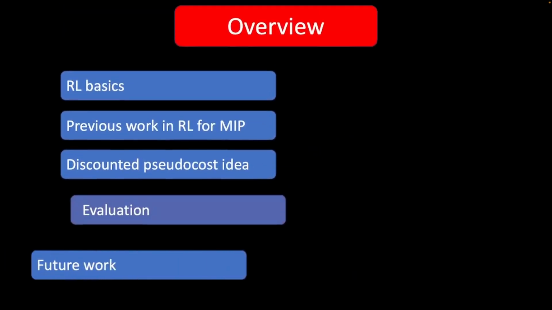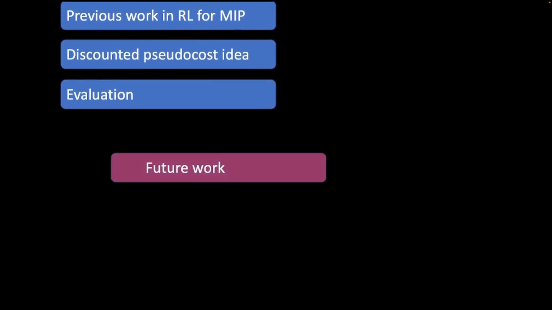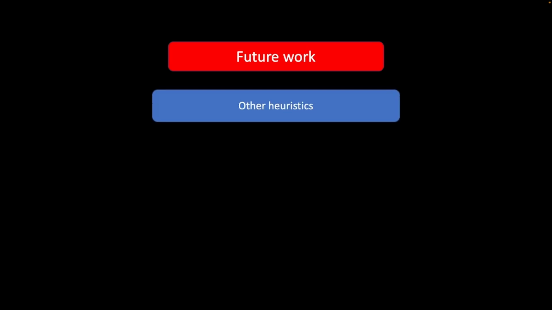And now let's talk about the future work. There are a lot of things that we can work on to extend this idea and get even better results. One of the ideas is that pseudocost is not just used in branching, but also in other heuristics. For example, there are a couple of diving heuristics where pseudocost is being used. So we can try and substitute discounted pseudocost there and see how that works. So that's one future work.